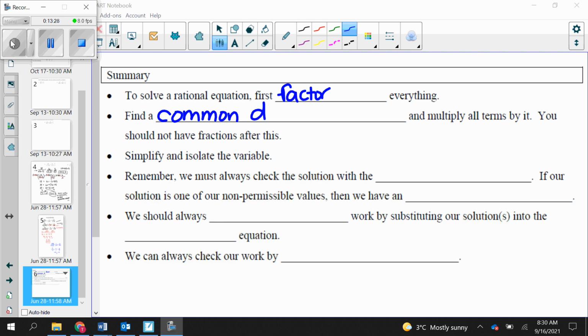So find a common denominator. Again, the lowest common denominator is the best because then you won't have to simplify it further, but any common denominator will get you there, so don't worry. So simplify and isolate the variable. Remember, we must always check the solution with the restrictions or the non-permissible values. If our solution is one of our non-permissible values, like it was in question 3 there, we have something called an extraneous answer.